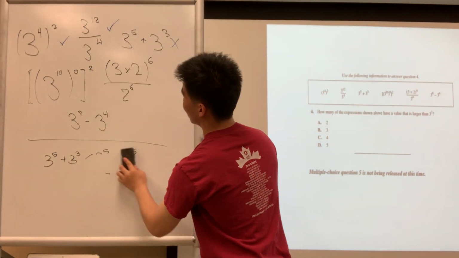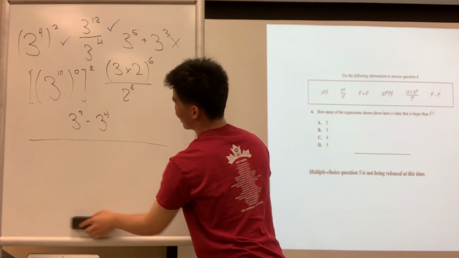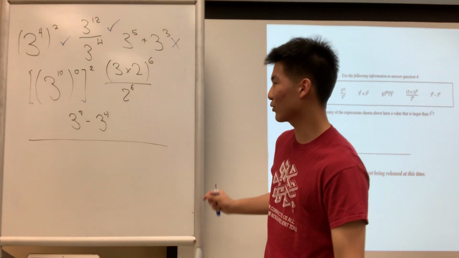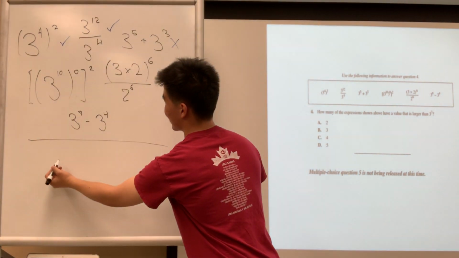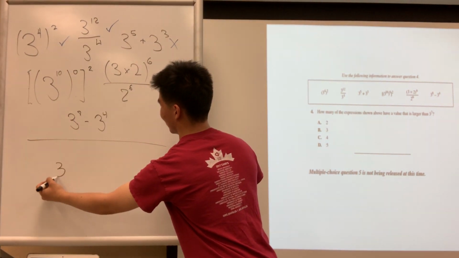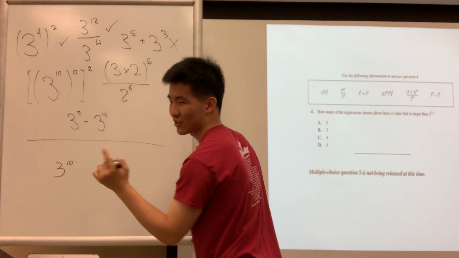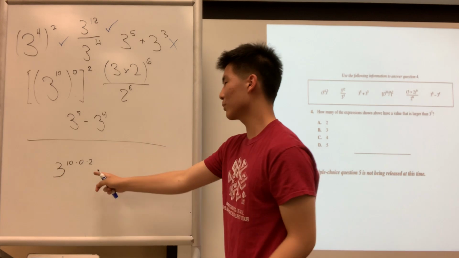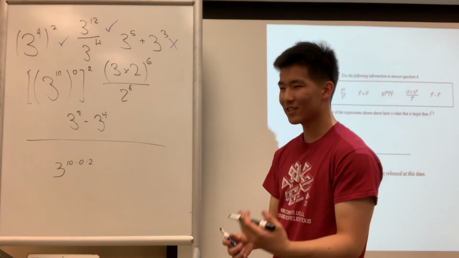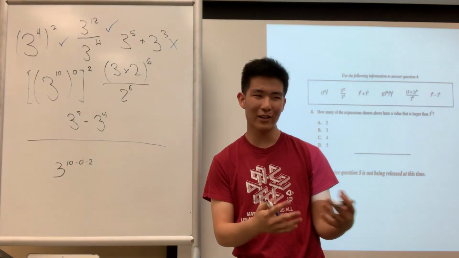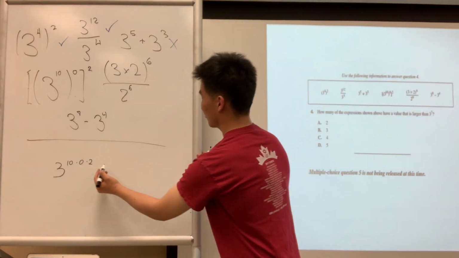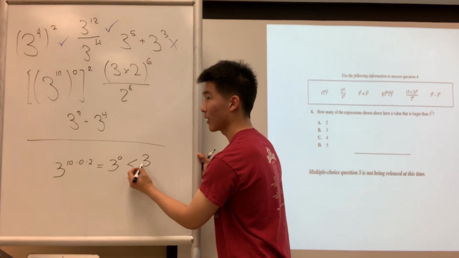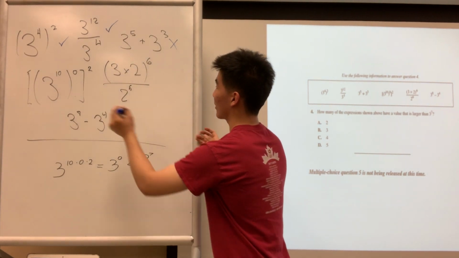Okay, next one. 3 to the power of 10 to the power of 0 to the power of 2. Again, we use our multiplication exponent law, or I guess it's nested exponents, kind of. Wait, sorry, that's not the right word. Nested isn't the right word. But we know we can just multiply the exponents, and 10 times 0 times 2, we remember anything times 0 is 0, so we get something that looks like 3 to the power of 0. Clearly that is less than 3 to the power of 7. So that one doesn't work either.